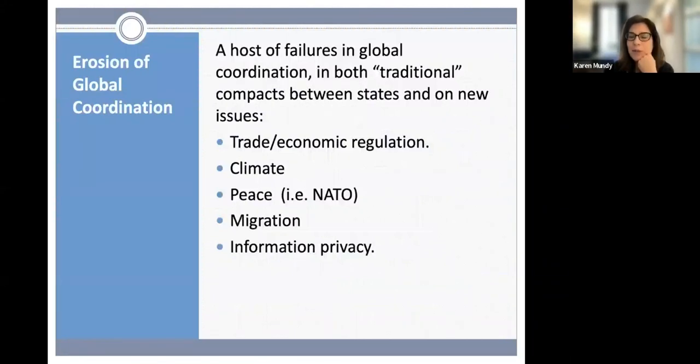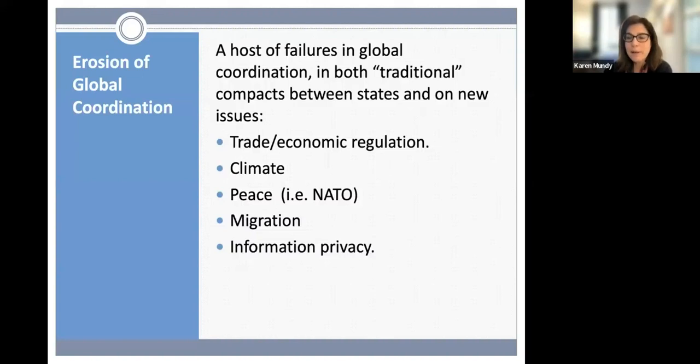So just to say that we look around and we can see a host of problems in global coordination. It's not only in education. We have failures in coordination in trade and economic regulation, in climate, peace, of course, in migration, in information privacy. All of these are areas where, if one looks very rationally at world order, you would imagine countries coming together effectively to create international institutions, processes, norms that can address these areas, but it has turned out to be super difficult to find methodology that allows states to coordinate on these areas.